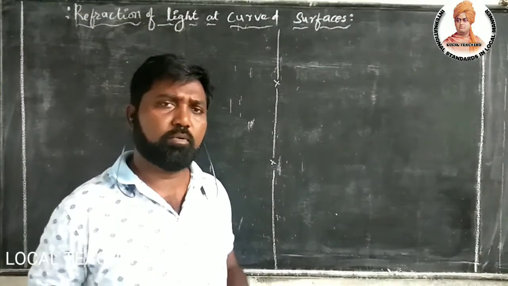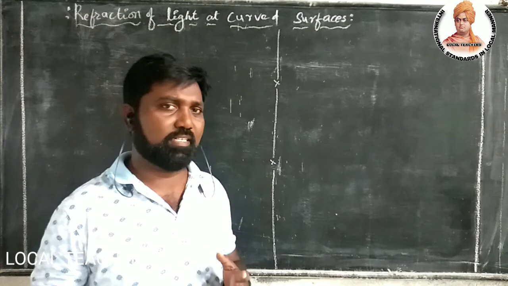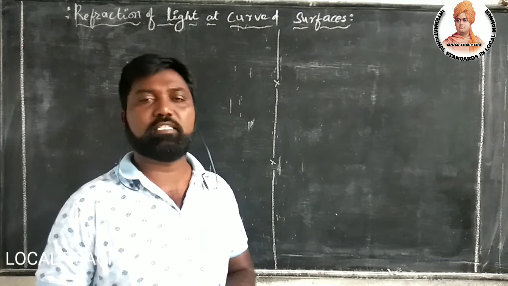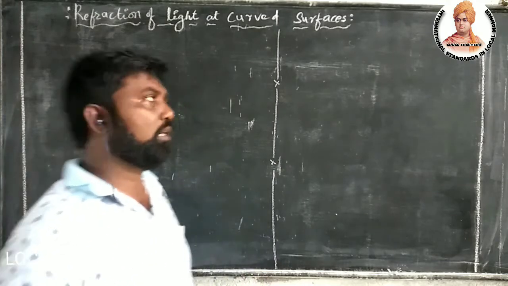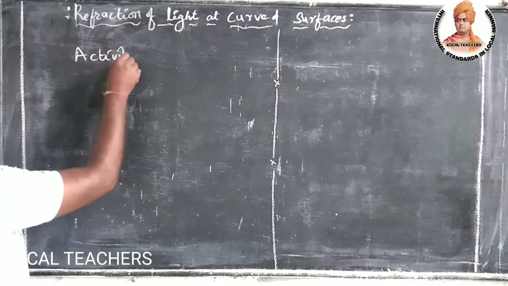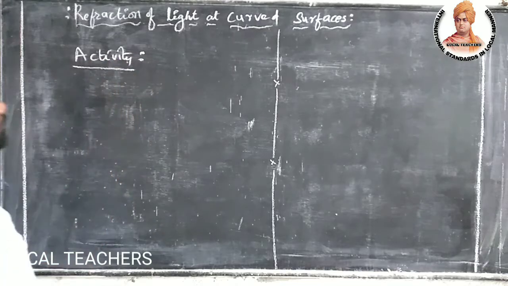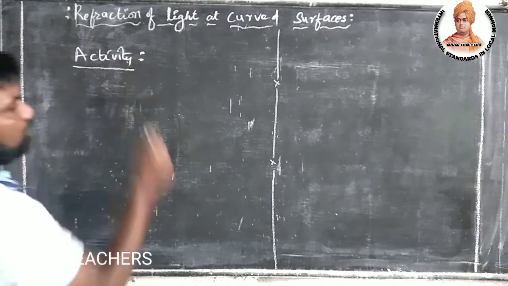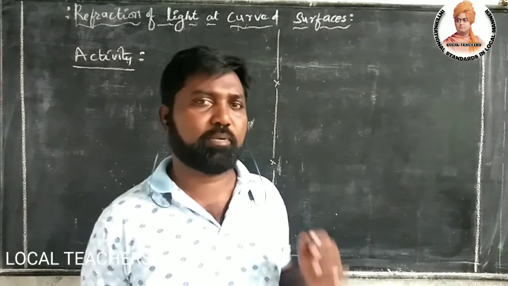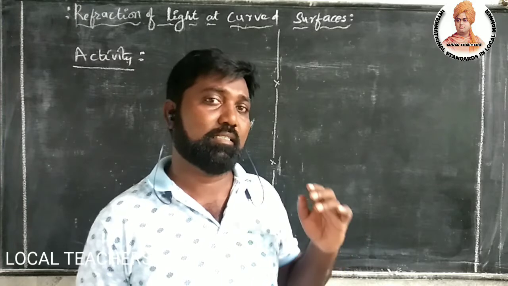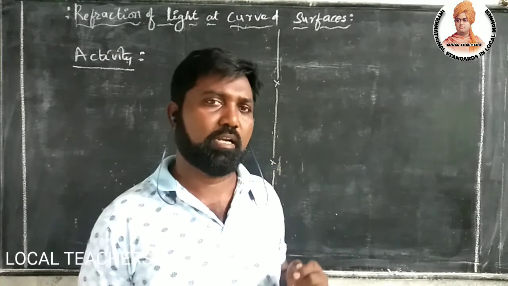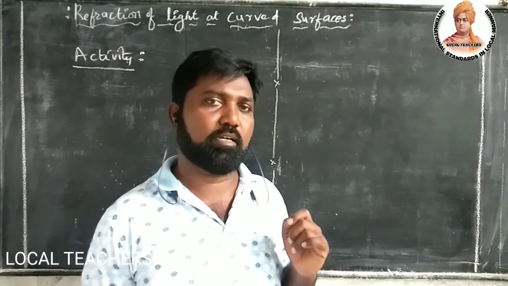If we want to know more about this refraction of light at curved surfaces, here we have to discuss activity 1, which is given in the textbook. So this is activity 1. For this activity 1, we need four materials. One is a cylindrical shaped transparent glass, such as a tumbler. Next we need a paper, a sketch pen, and some water.